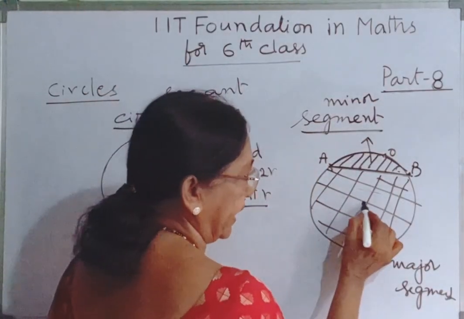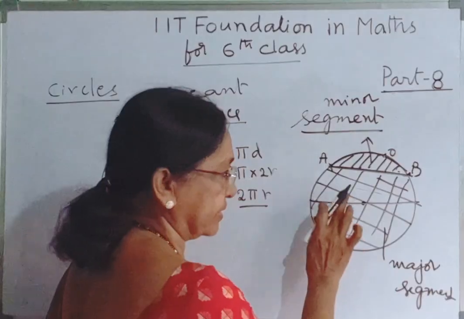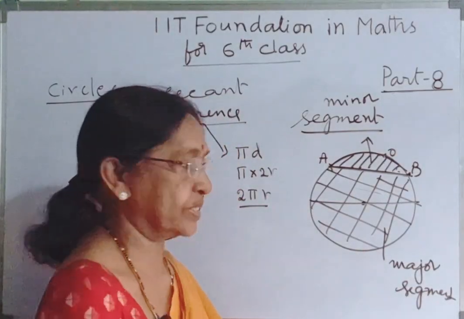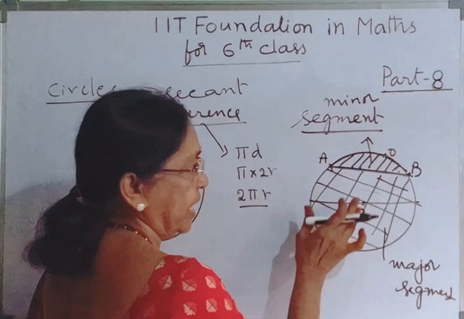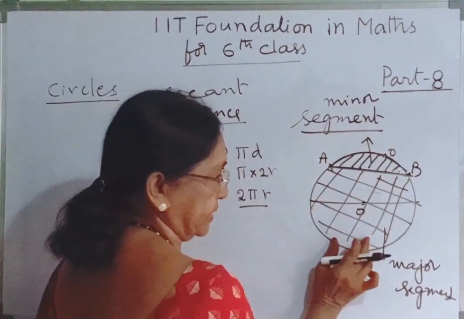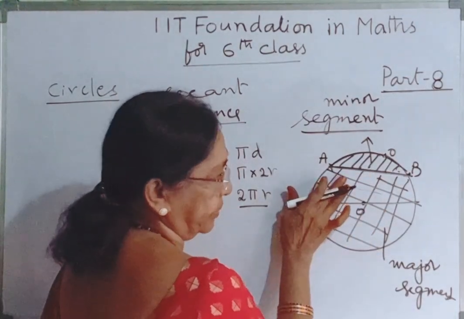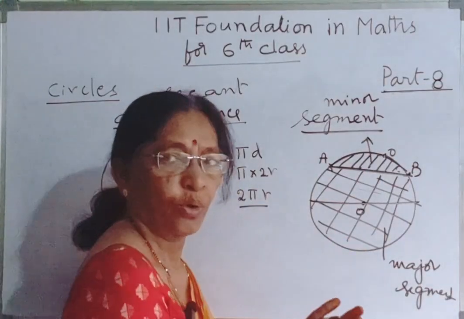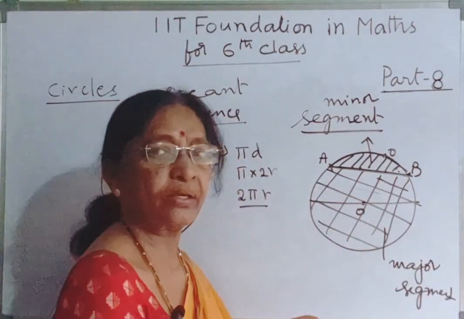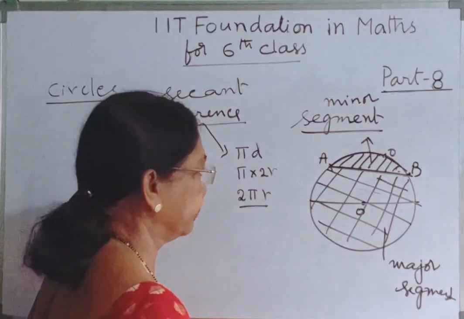If we take a diameter, it divides the circle into two equal parts. The diameter divides the circle into two equal parts. This is a semicircle and this is a semicircle, or this is a segment and this is a segment. Both the segments are equal, which are called semicircles.